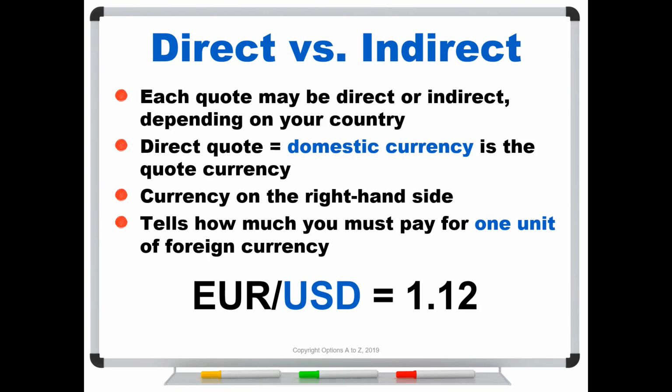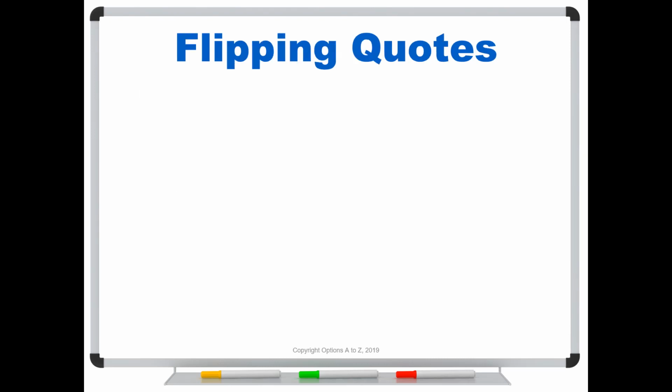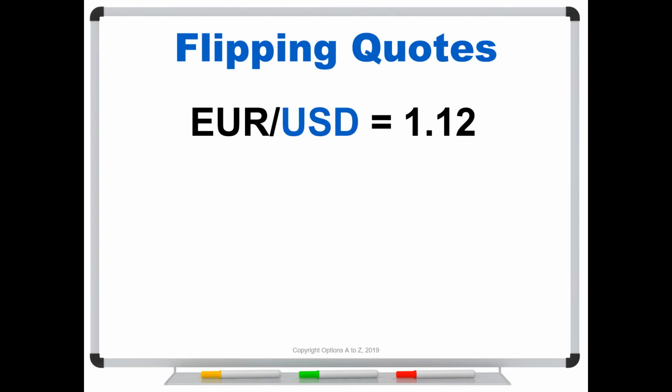Of course, there might be times that we want to flip this. And again, your platforms might even allow you to flip it. But how could we figure out the quote if we did want to invert this and look at the US dollar euro quote? Well, it's actually quite easy. So going back to Euro US dollar at 1.12, all you need to do is to take that quote on the right and divide it into 1. And that's also going to invert the quote.